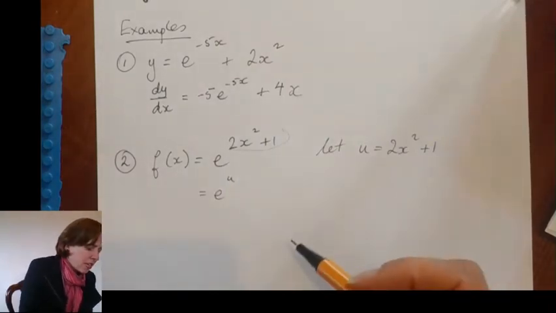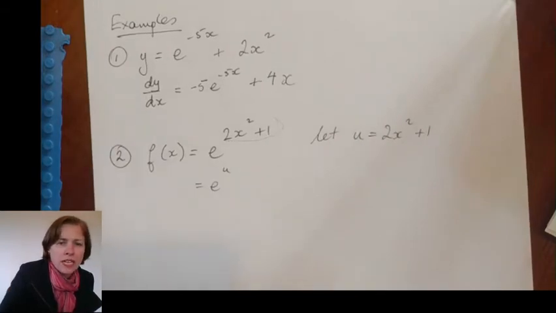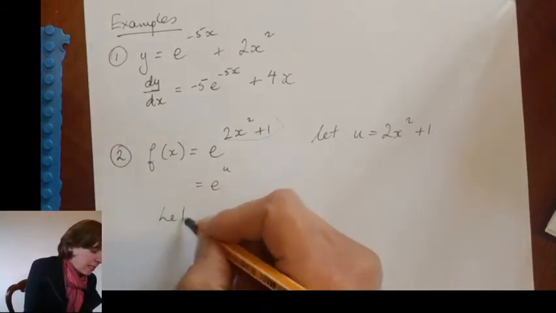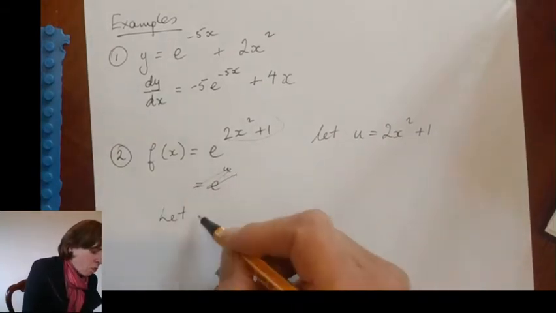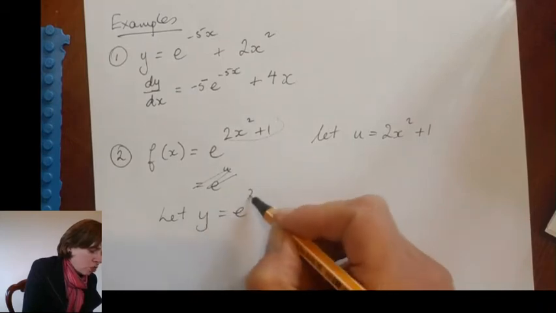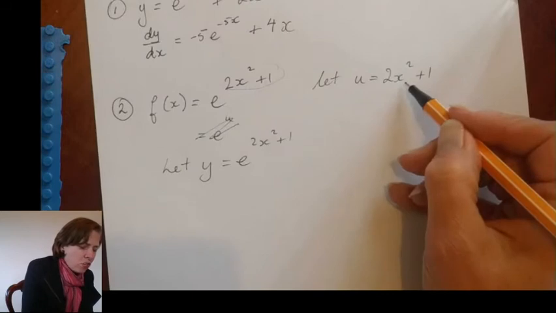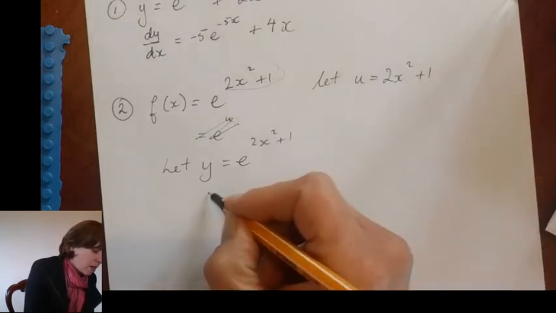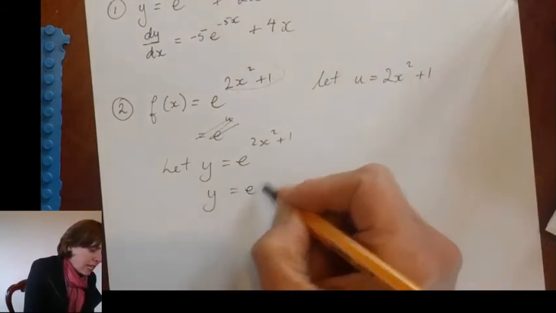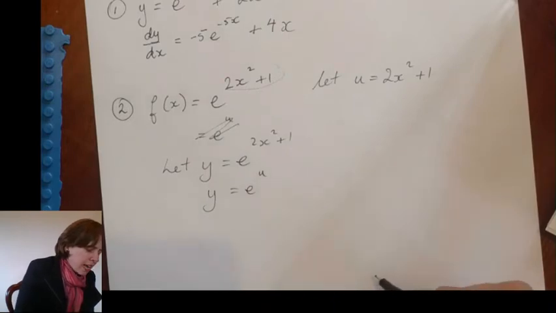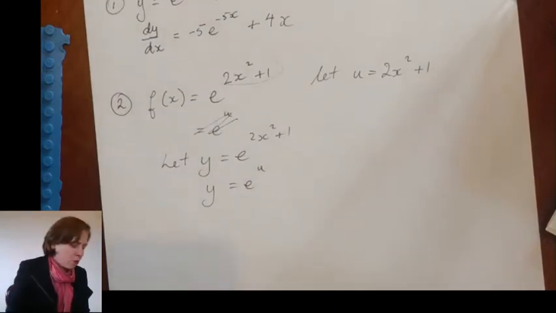Now, the other thing I need to do is, because I'm going to use dy dx notation, I'm going to start by saying let y equal e to the 2x squared plus 1. Then if I define u equals 2x squared plus 1, I've now got y equals e to the u. And my next step is to differentiate both of those.